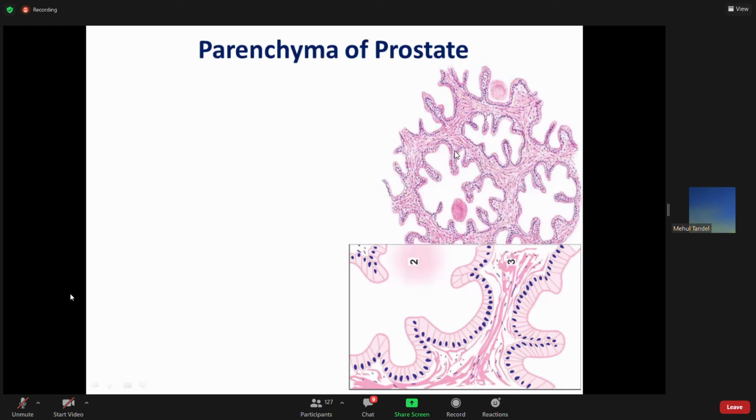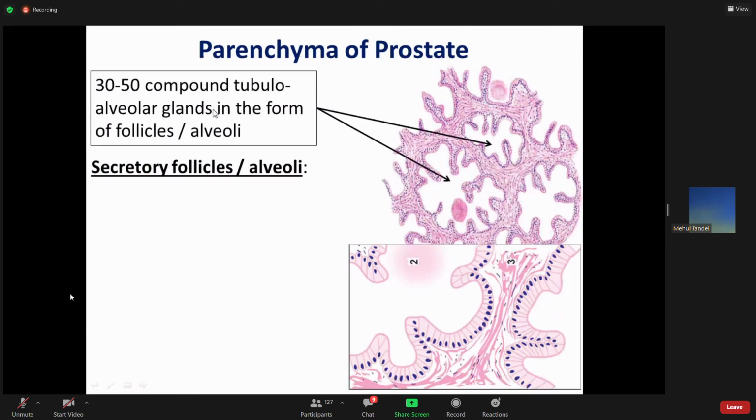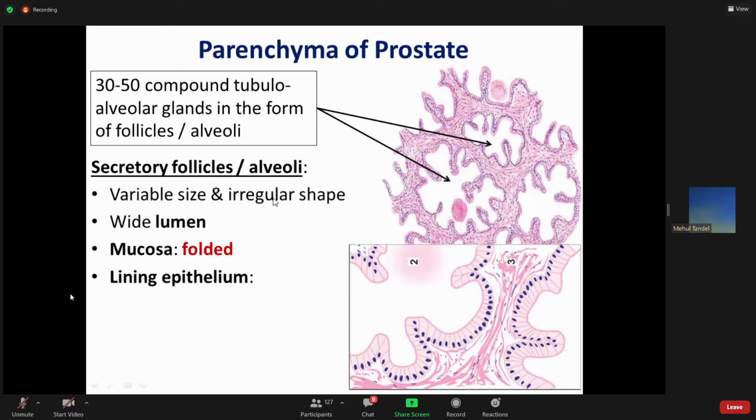It is present in the form of follicles or alveoli. 30 to 50 compound tubulo-alveolar glands in the form of follicles or alveoli. Either it is in the form of follicle or in the form of alveoli. तो आपको इसके याद रखना कि एपिथेलियम क्या है, उसका शेप क्या है, ल्यूमेन कैसा है. तो देखो शेप आर इरेगुलर, आपको दिख रहा है, शेप आर द इरेगुलर एंड वाइट ल्यूमेन. So variable in size and irregular in shape, wide lumen, mucosa is folded. ये भी दिख रहा है आपको, mucosa is folded.